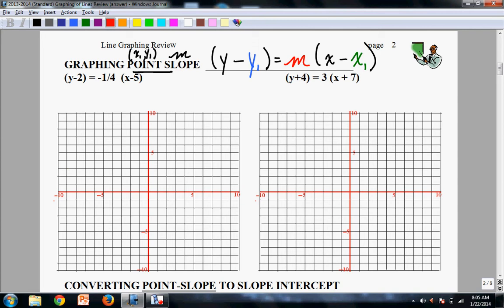Okay, so take a look here on the left. This is in point slope form, so the first thing you want to do is write the equation right underneath. So I'm going to go y minus, and x minus. I'm going to color code this for you so it's easy to see. y minus y1 equals slope times x minus x1. Write that equation right underneath. Line it up, please. Exactly, line it up.